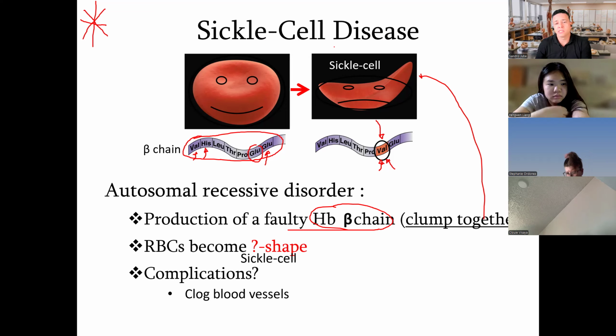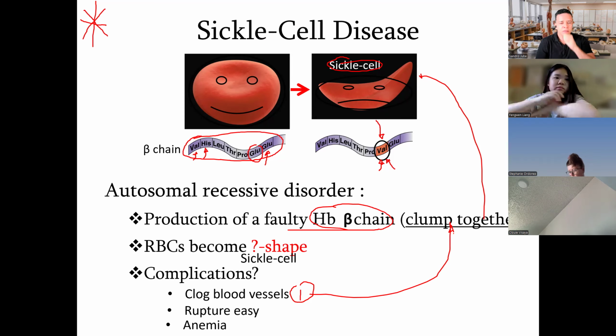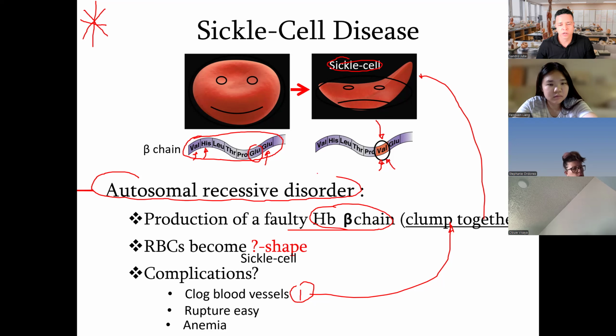So what are some of the complications associated with sickle cell disease? Number one, we're going to have the clogging of the blood vessels because they are clumping together. Number two, they rupture very easily because they are very fragile. And that is going to lead to what? That is going to lead to anemia, the type of anemia that we call sickle cell anemia. Okay? Now, sickle cell disease is a type of genetic disorder that is called autosomal recessive disorder.